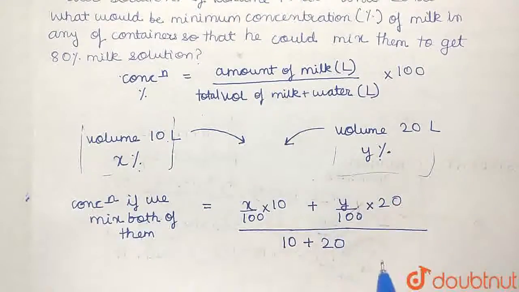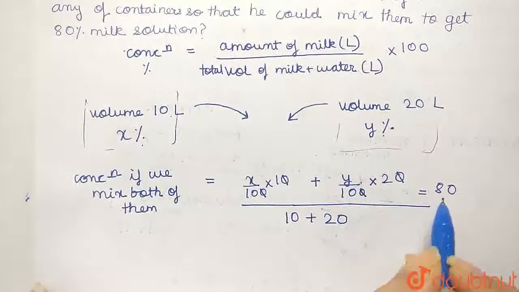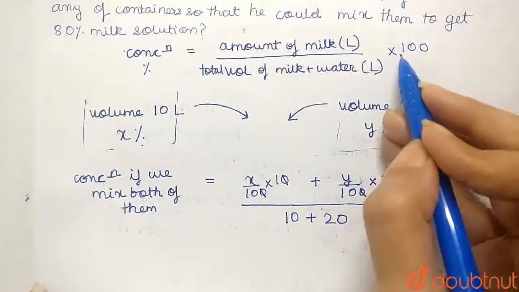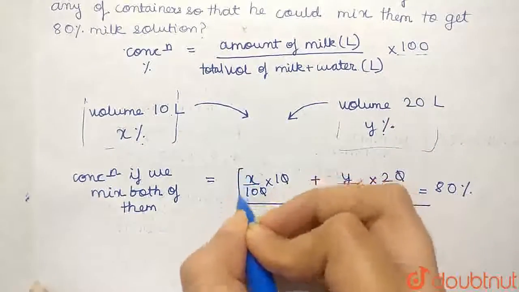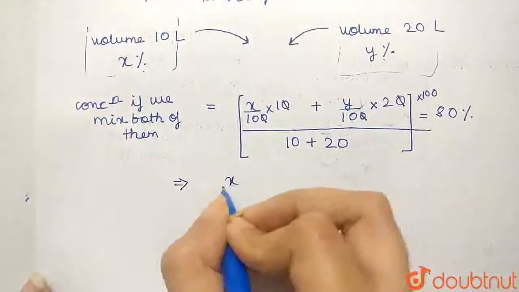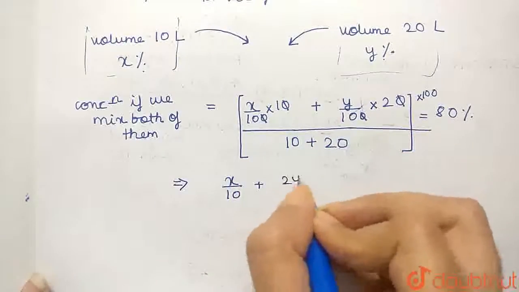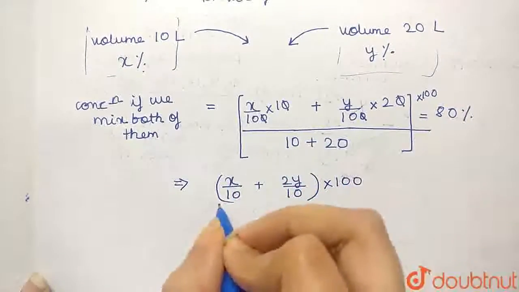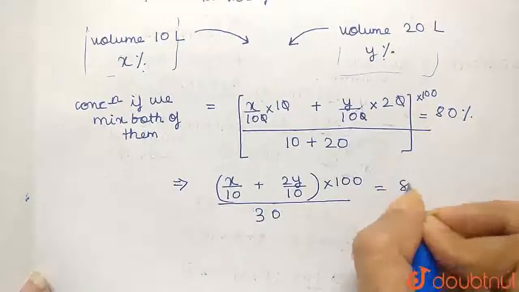This, according to the question, should be equal to 80, so the concentration should be 80%. This is the fraction, and to convert it into percentage we have to multiply it with 100. So we are ultimately getting X divided by 10, we have done minor calculations here, plus 2Y divided by 10, into 100, divided by 10 plus 20, that is 30, should be equal to 80.